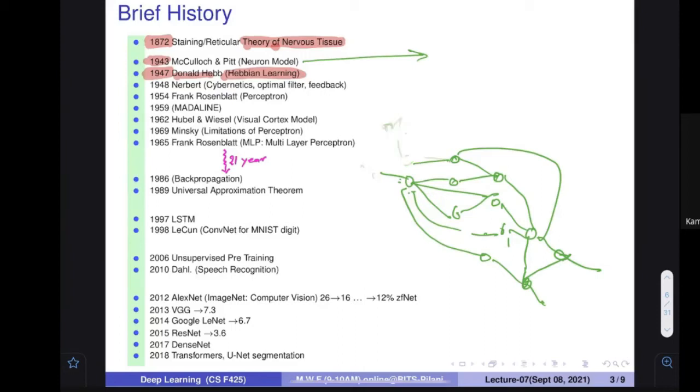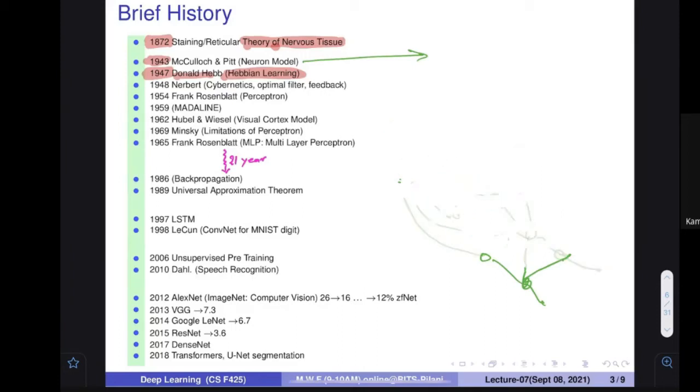So people started working in this particular area. Now you have a structure, and now you can increase the connection strength, and by this you can start learning.